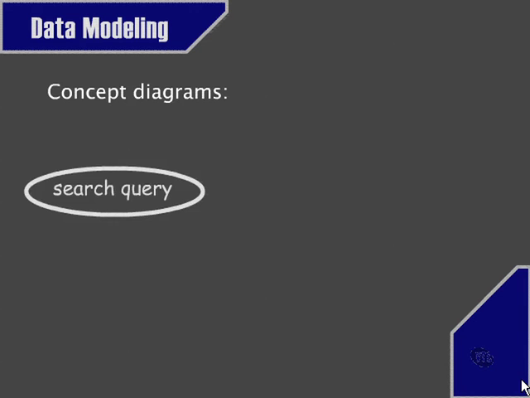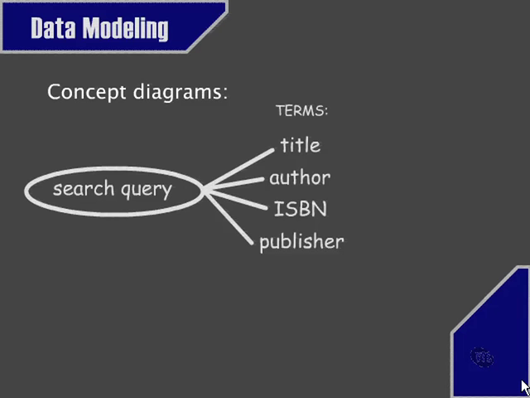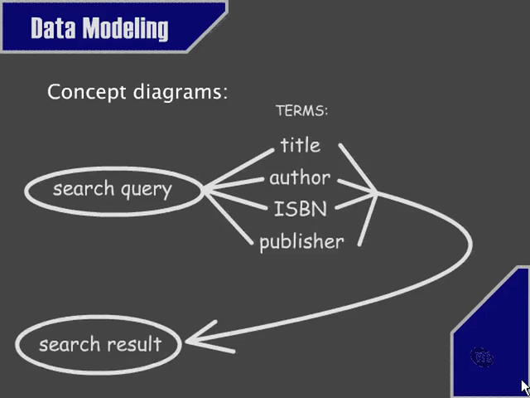For instance, this one is a simple diagram that illustrates the way in which I want to run a search query on the data. I want to be able to search by title, author, ISBN or publisher, and I want it all to have the same result and come back as the results of my query. So a simple diagram, even as simple as this, will help to solidify in your mind exactly what you want to be doing.